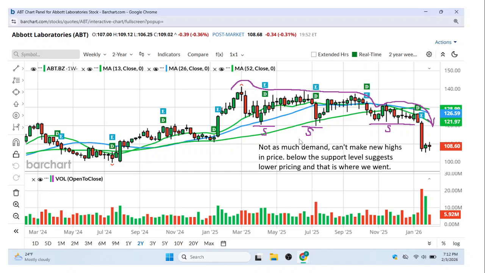And here I just drew that out, right? Showing resistance, support, and the stock rolling over, with simply not as much demand. It can't make new highs in price. Again, below that support level suggests lower pricing, and that's exactly where we went with Abbott Laboratories. Okay, makes sense?